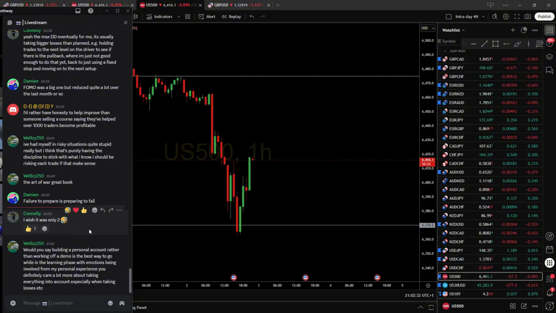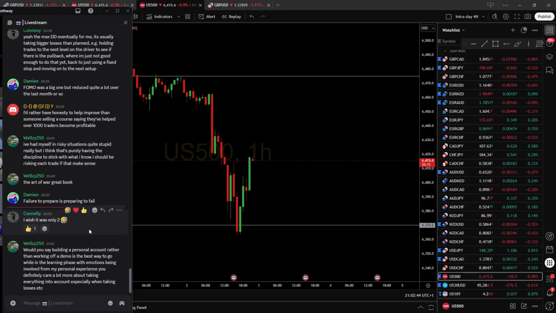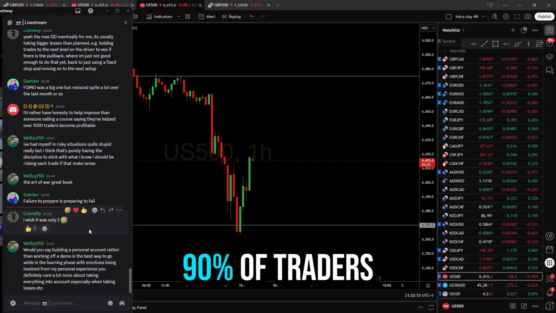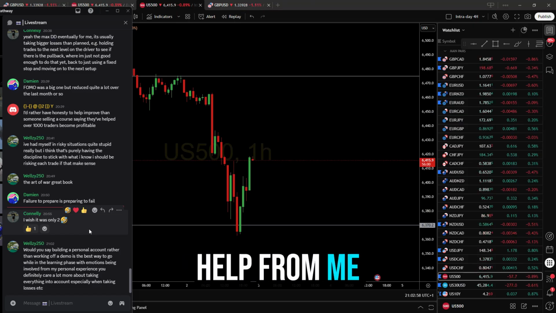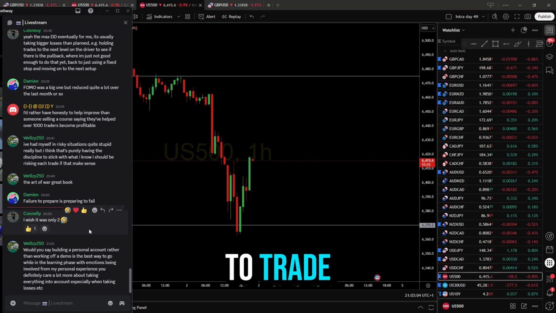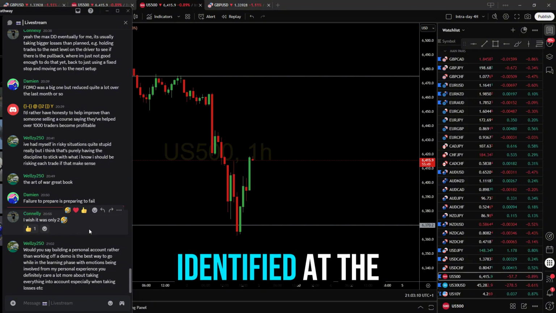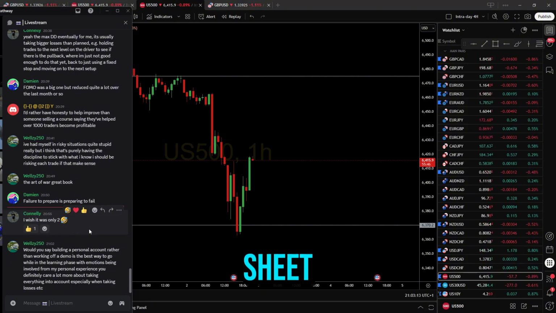Look at your data. Again, the battle's won before it's fought. Almost every trader that does the coaching, and I'm only mentioning the coaching because that's the only time I get to see traders' data and statistics, when they start, 90% of traders don't need any help from me. It's because they're being accountable, and they only want to take the trades from what they've identified at the start of the day when they've done their daily data sheet.